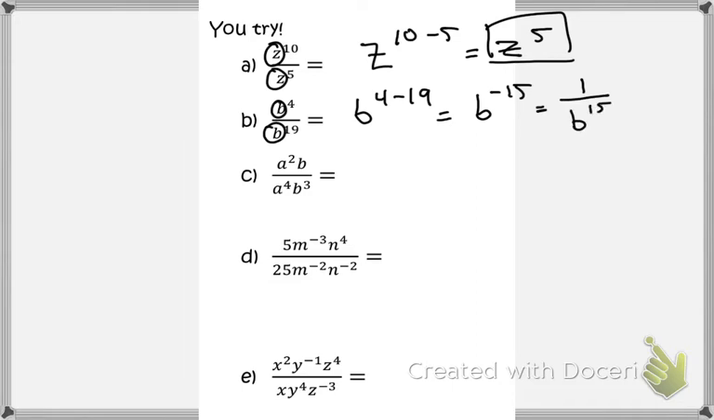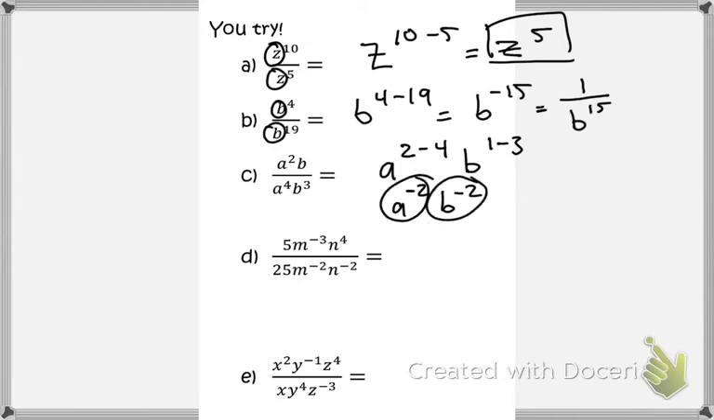Alright, for example C. Don't get confused. We have a lot more letters now. We have a lot more variables. So let's go ahead and write the a term first, the a variable. I'm going to subtract the top a exponent with the bottom a exponent, so 2 minus 4. And with the b variable, I'm going to subtract top minus bottom. Top is going to be 1 minus 3. Doing a little simplifying, a to the negative 2, b to the negative 2. But I'm allergic because both these are negative. So I need to bring both of them to the bottom. So a squared, b squared.